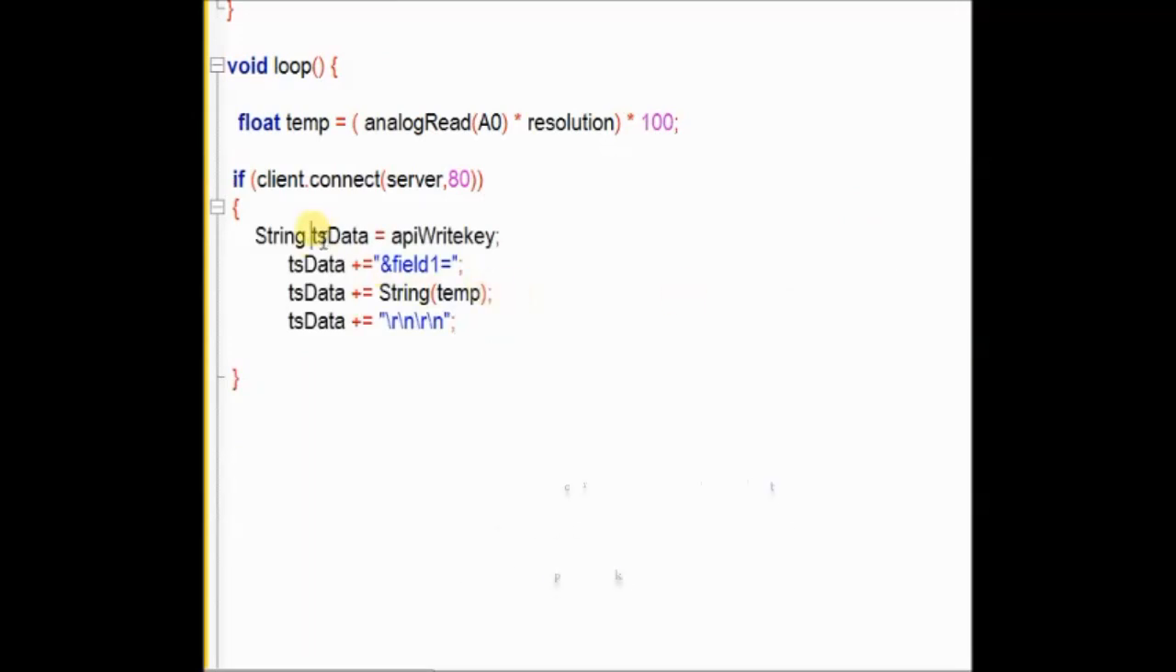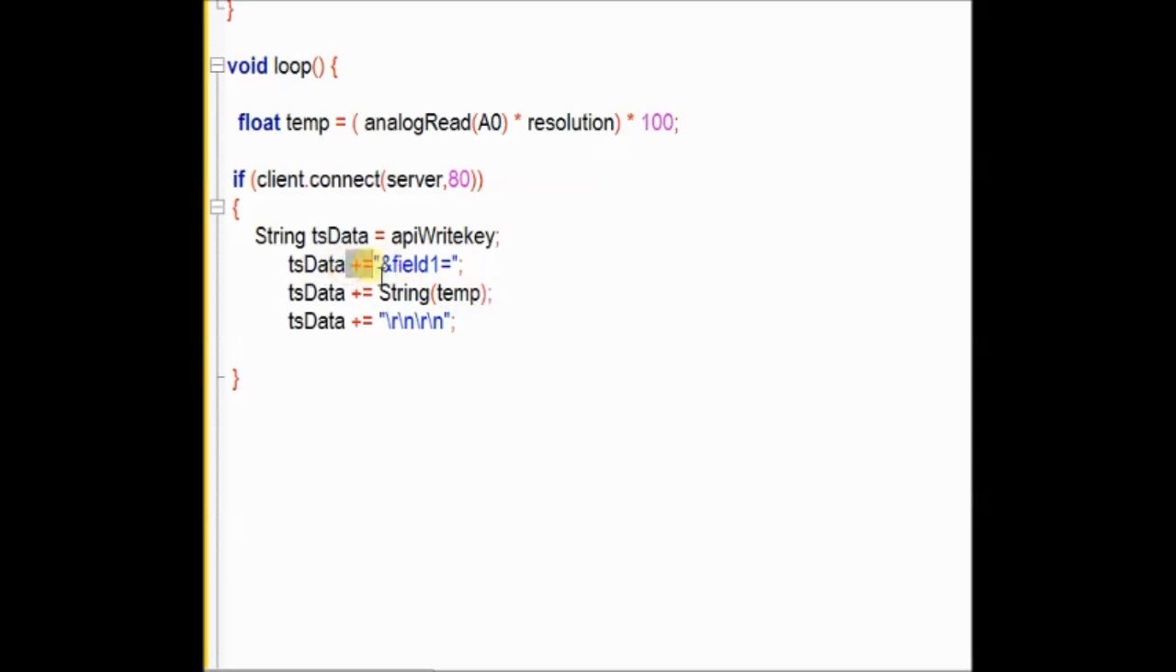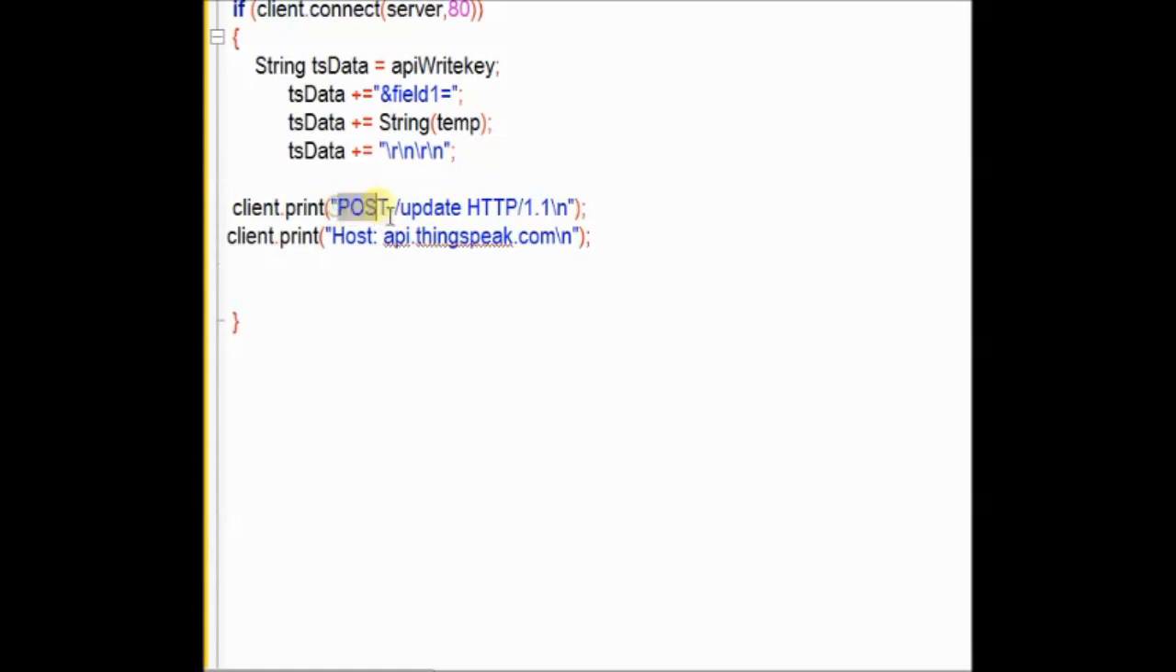The client.connect returns a true value if the connection is established, and then we upload the data as a string. As ThingSpeak will accept data only in string format, we upload the data in string format. The TS data is the string variable, and we assign the API write key and then append the temp reading to the field 1. Notice the two carriage returns at the end of the data.